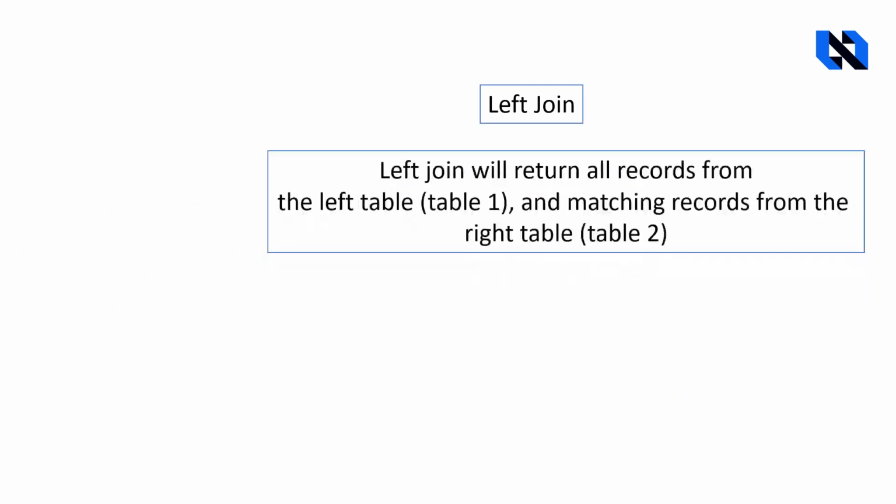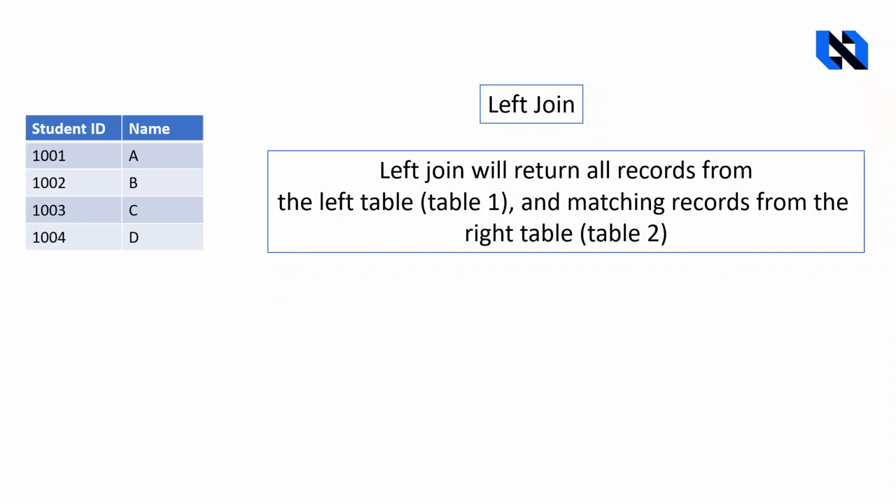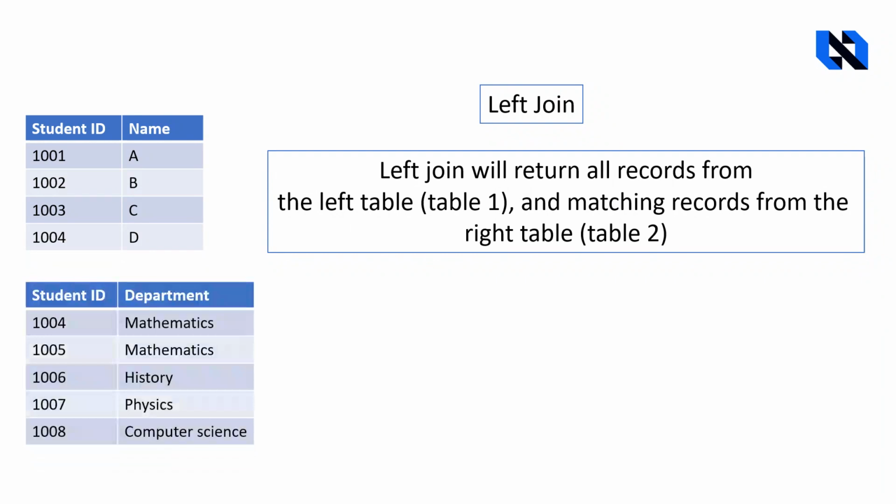The left join would return all records from the left table, which is table 1, and matching records from the right table, which is table 2. If it doesn't see a matching record from the right table, which is table 2, it then returns a null. Now, let's look at these two tables. I have my table 1, which is my left table, for the student ID and the name, and I have my right table, which contains the students' department.